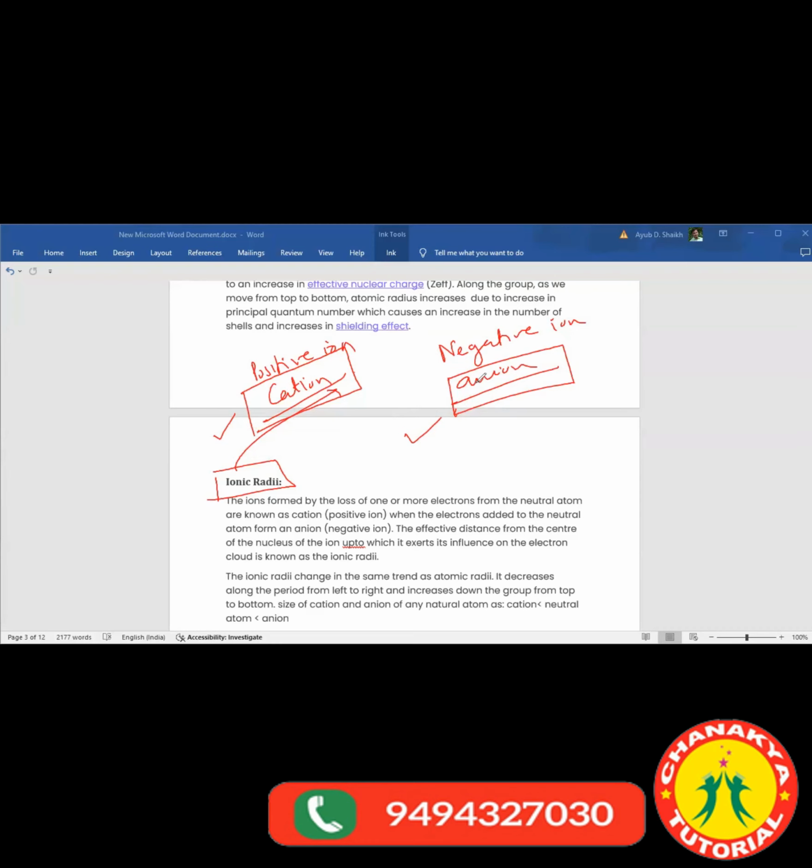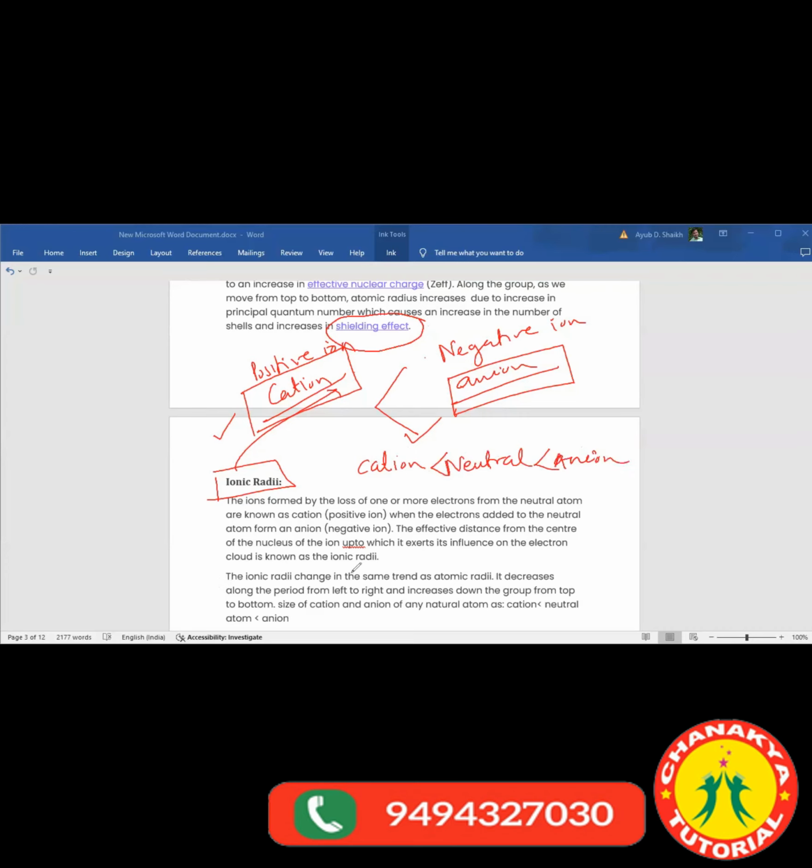All the time shells won't increase, only sometimes. But when you add an electron, the negativity of the ion increases, and the shielding effect also increases due to more electronegativity. Hence it doesn't contract towards the nucleus, and anion has a larger atomic radius than cation. The trend is that cation has less atomic radii than the neutral atom, and the neutral atom has less atomic radii than anion.